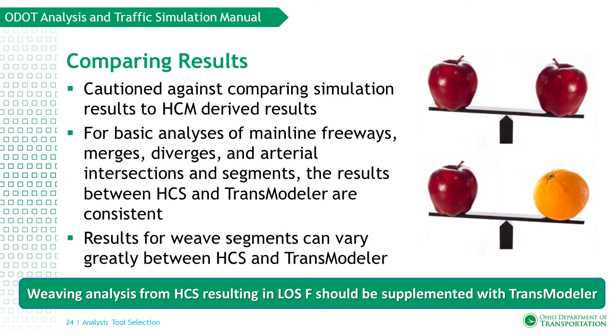For basic analysis of mainline freeways, merges, diverges, and arterial intersections and segments, the results between HCS and Transmodeler are consistent. For weaving segments, results can vary greatly between HCS and Transmodeler. Therefore, all weaving analysis from HCS resulting in level of service F should be supplemented with Transmodeler.